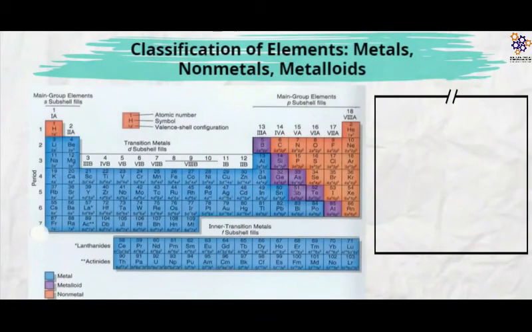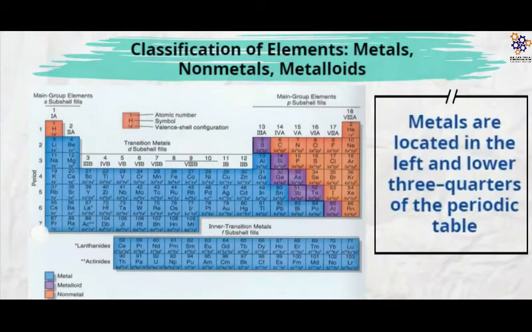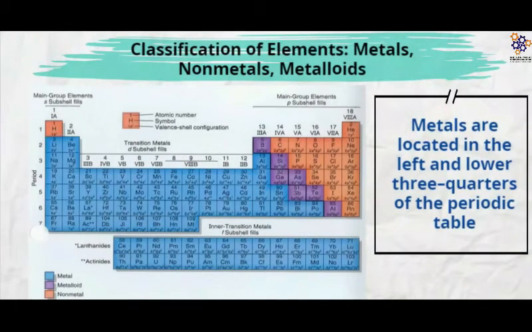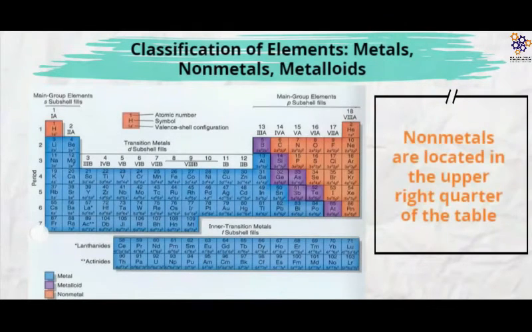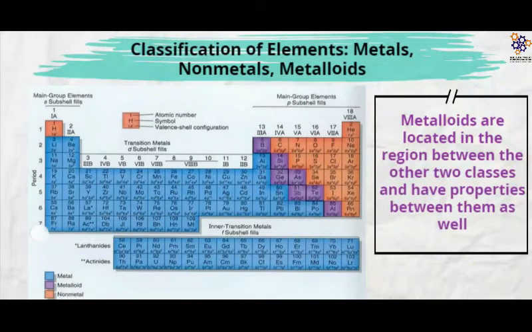Classification of elements: metals, non-metals, metalloids. Metals are located in the left and lower three-quarters of the periodic table. Non-metals are located in the upper right quarter of the table. While metalloids are located in the region between the other two classes, and have properties between them as well.